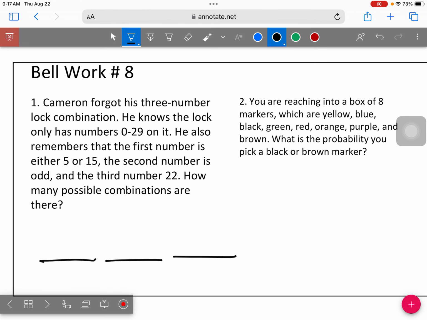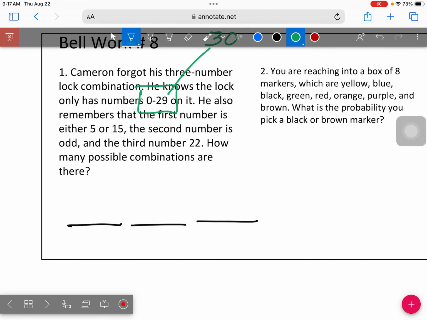He knows the lock only has numbers 0 through 29 on it. How many numbers is 0 through 29? 30 total. Okay. He also remembers the first number is a 5 or a 15. How many choices do we have for that first place? 2.